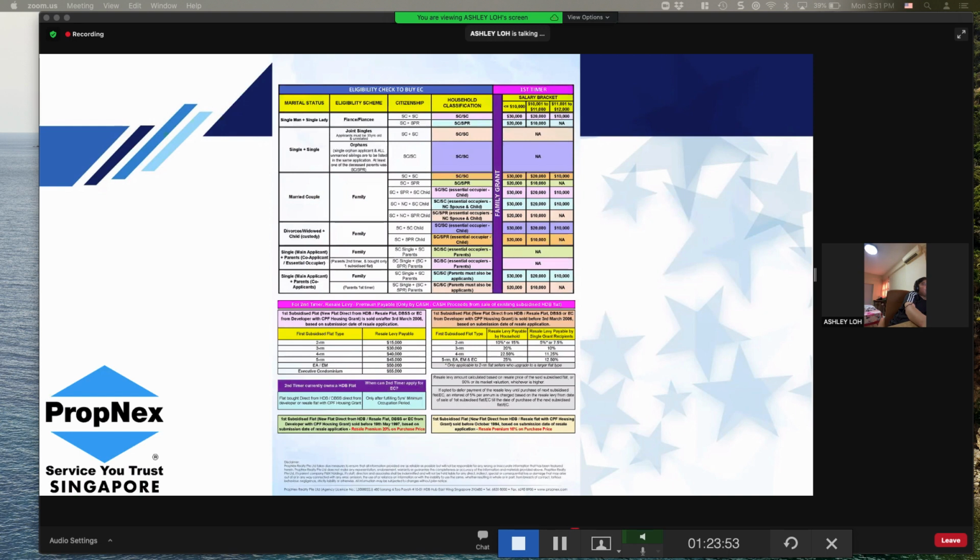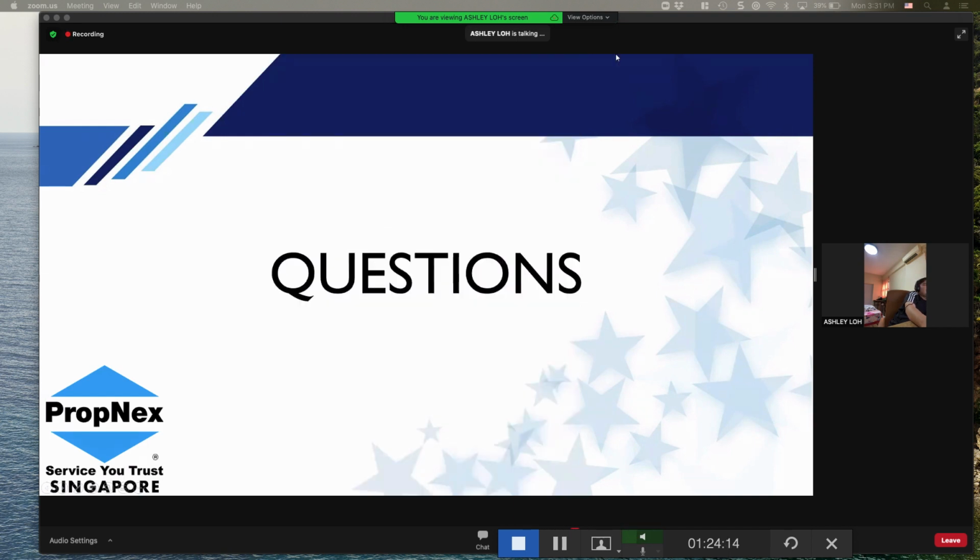Okay, so basically for here, I will be sending this document later. Okay, this one basically has a summary of everything you need to know on eligibility check, first timer grant, second timer resale levy, every single thing you need to know over here. Okay, it's just basically a short summary. Just take it and take this as your simple Bible lah. Okay, I've already actually reached the end.